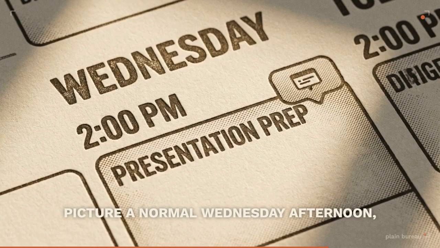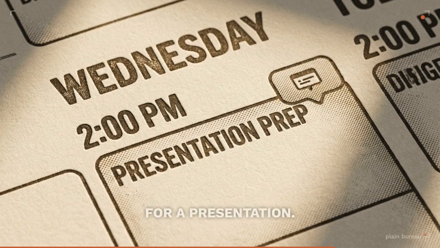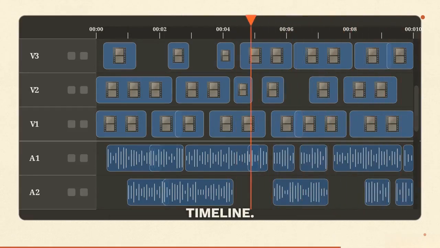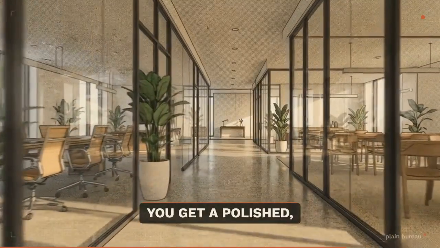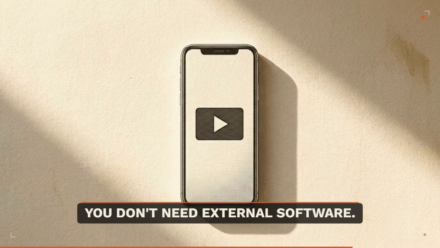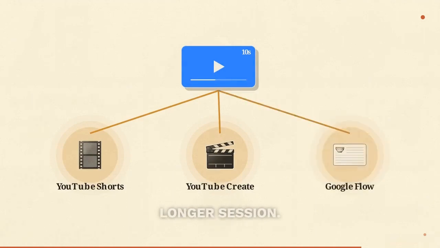Picture a normal Wednesday afternoon, where you suddenly need a 10-second explainer clip for a presentation. In the past, that meant an hour inside an editing timeline. Now, you open the app, type one sentence, and 10 seconds later, you get a polished, continuous shot like this one. When the clip is done, you don't need external software. You can send it straight into YouTube Shorts, the YouTube Create app, or Google Flow for a longer session.